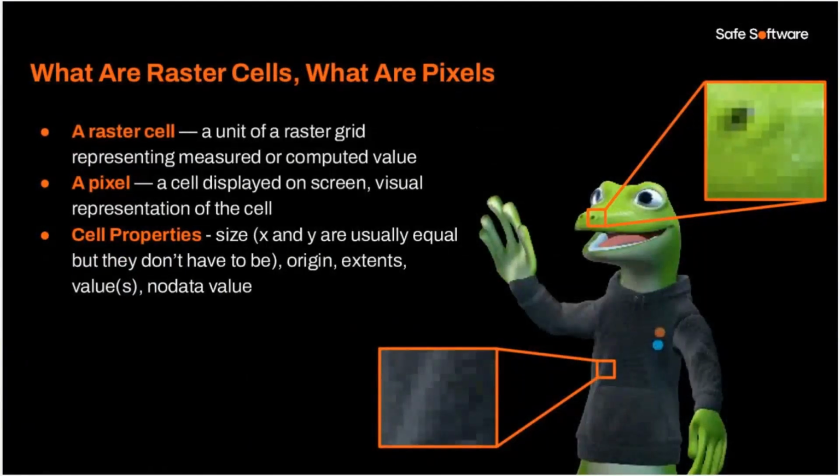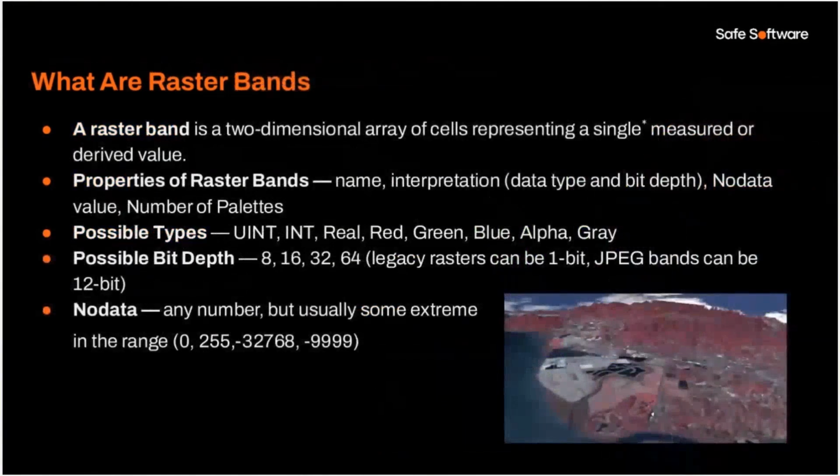So what is a raster cell? A raster cell is a unit of raster representing some measurement or computed value, where a pixel is a representation of that cell on the screen. We can kind of think of a pixel like a display unit. Usually it's going to be RGB, like the slide you're looking at right now, or grayscale for things like numeric grids. So cell properties include things like size, extents, values, no data values, origin. So for example, the origin of your cell could be the middle, but it also could be any other position inside the cell. And so these things start to matter in certain processes like vectorization. It will affect your output.